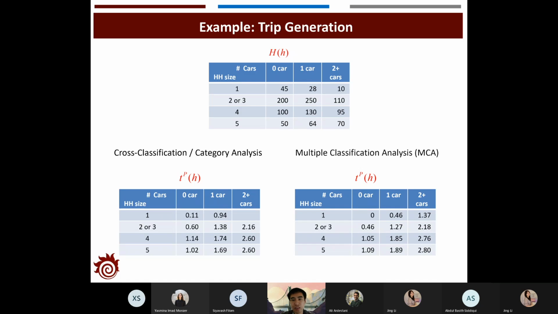Here's another comparison about the calculation. Once we have the trip rate from the two methods, you can then directly multiply by the household number to calculate the total number of trips for each cell, and that will be the one you're going to use for the future.